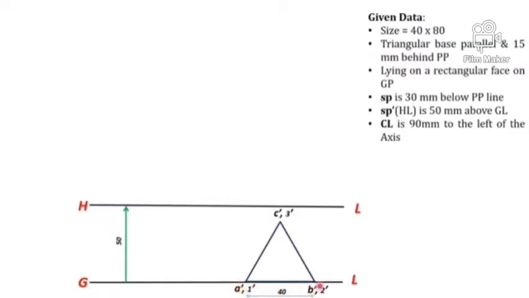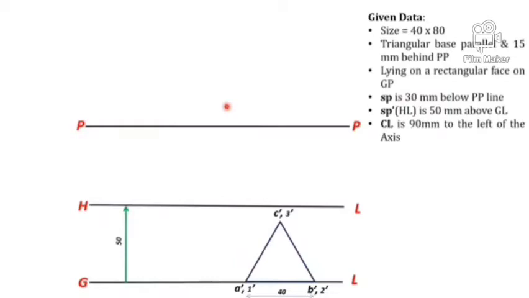That is your rectangular base, rectangular face. Now draw the picture plane. The distance between the picture plane and the horizon line, PP line and the horizon line, should be more than that of the distance 30 mm. It is given in the question. The observer is 30 mm in front of PP. So this distance should be more than 30 mm.